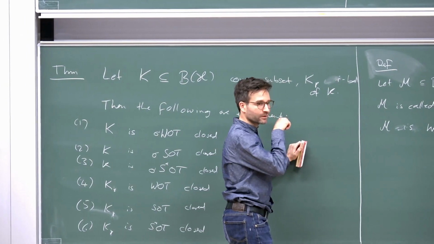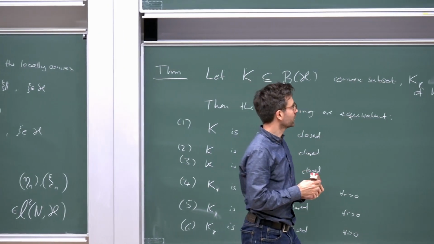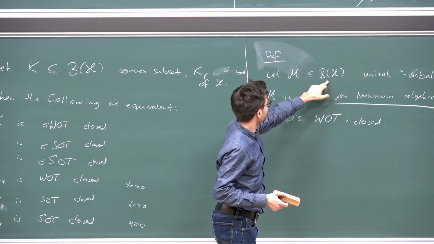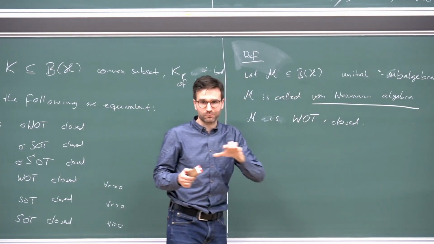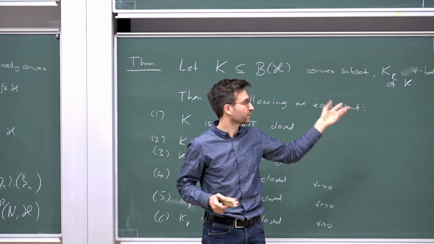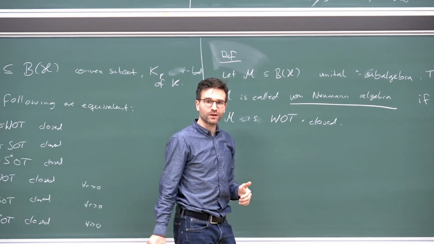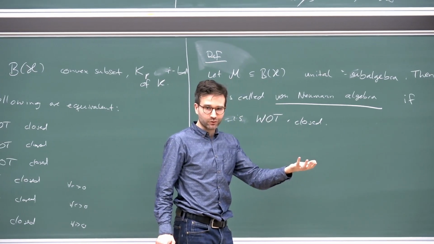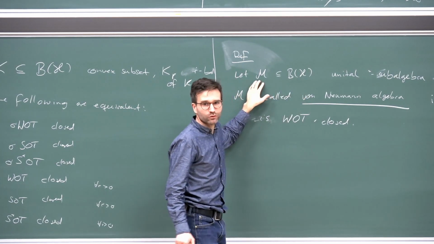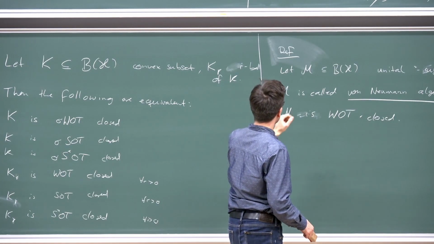Could you remind us what a unital star subalgebra is? You have the star operation in here, the map that takes an operator and gives you its adjoint, X star, and M should be closed under this operation. So for every operator, the corresponding adjoint should be in there, and it should have a unit. The unit of B of H should be contained in M.